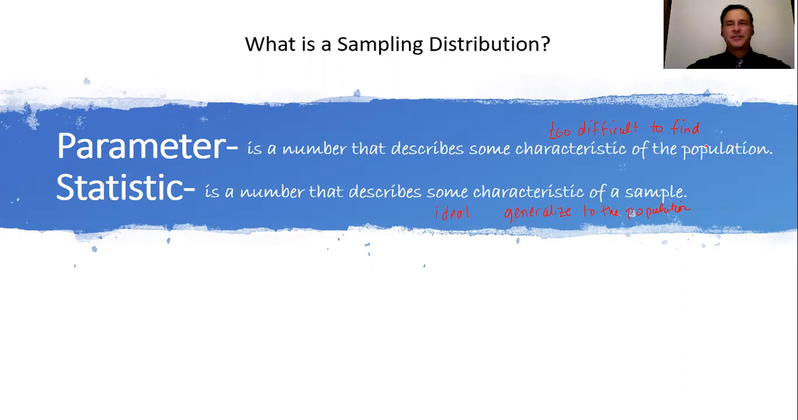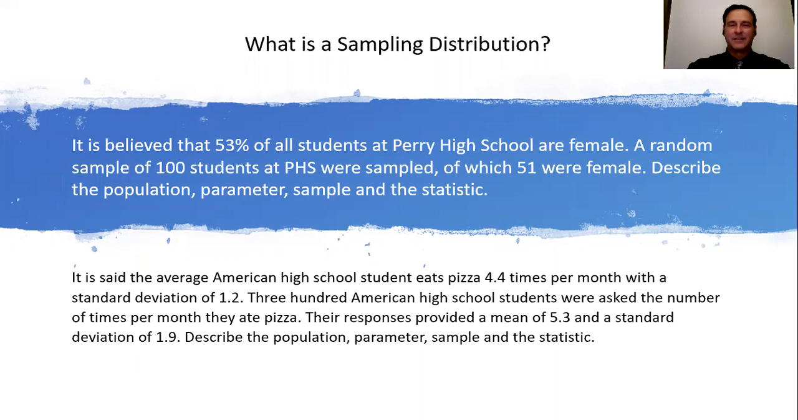So let's look at population, parameter, sample, and statistic, and see if we can organize information within a paragraph to see if we understand clearly what each of those items are. Here's our first problem. It says it is believed that 53% of all students at Perry High School are female. A random sample of 100 students at Perry High School were sampled, of which 51 were female. Describe the population, the parameter, the sample, and the statistic.